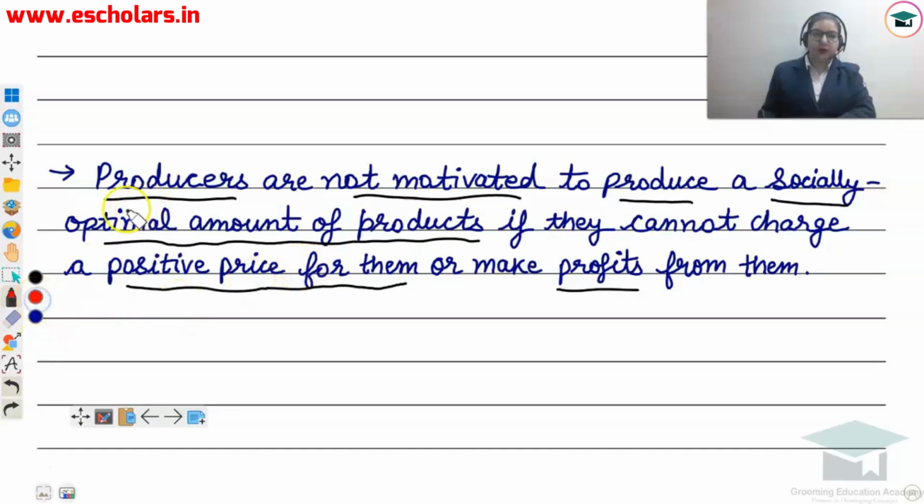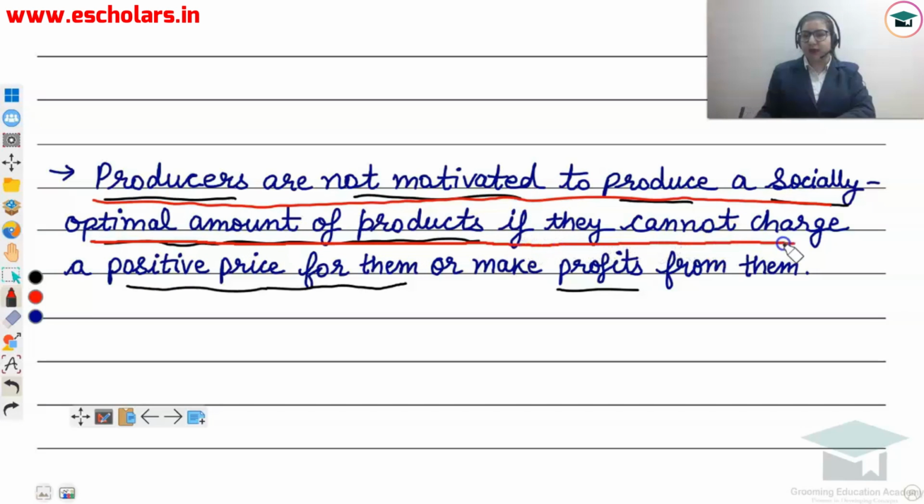Okay, so let's recall it. Producers are not motivated to produce a socially optimal amount of products if they cannot charge a positive price for them or make profits from them.